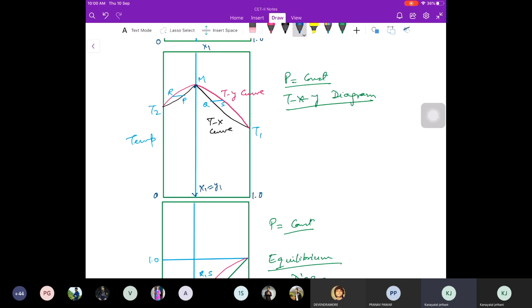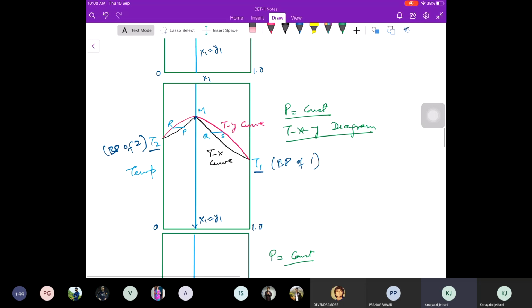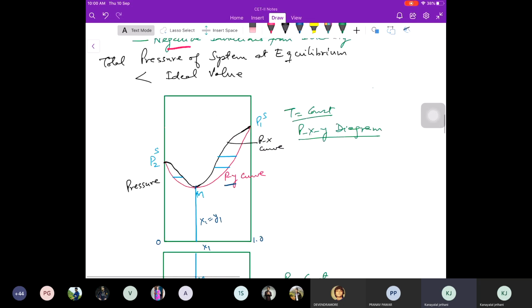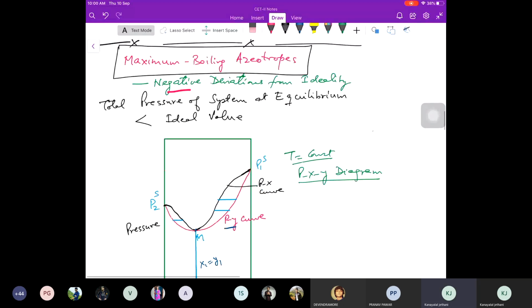And because this is the boiling point of component 1, and this is the boiling point of component 2, and this temperature is more than both of them, that's why it's called a maximum boiling azeotrope, right? This temperature is more than T1 and T2. And that's why it is called a maximum boiling azeotrope.